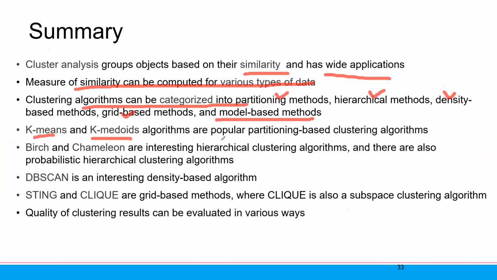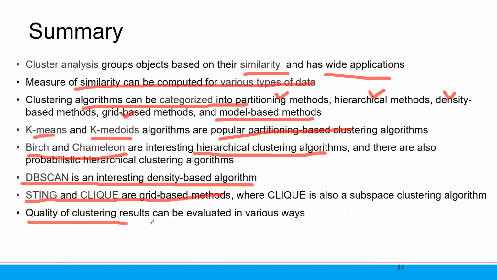K-means and K-medoids are popular partitioning-based clustering algorithms. For hierarchical clustering, you learned about AGNES and DIANA, agglomerative and divisive, but we focus on the agglomerative. You learned about DBSCAN, the density-based algorithm, and you learned about STING and CLIQUE for the grid-based methods. And the quality of the clustering result can be evaluated in various ways.